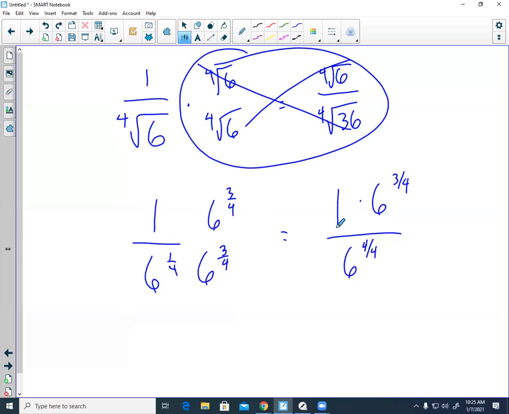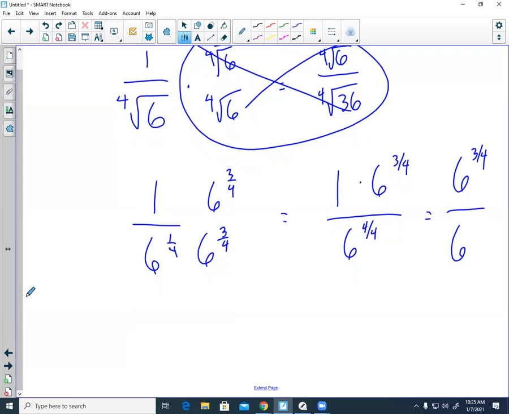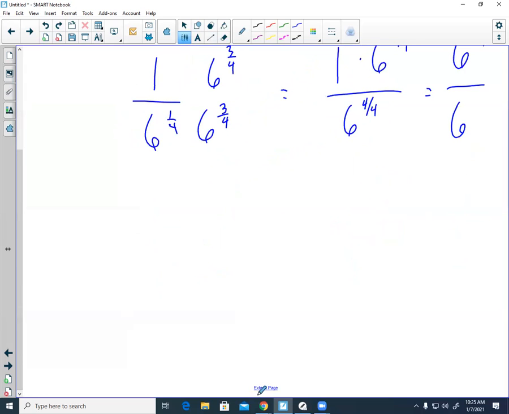So are we all good with how we went from 1/4 plus 3/4 equals 4/4, and now this thing is the same thing as saying 1, so now I'm left with 6 to the 3/4 over 6 to the first power, and 6 to the first power is just 6. Now, huge learning point right now. Please do not cancel the 6's here. They are not the same.